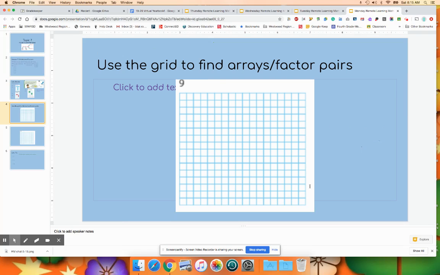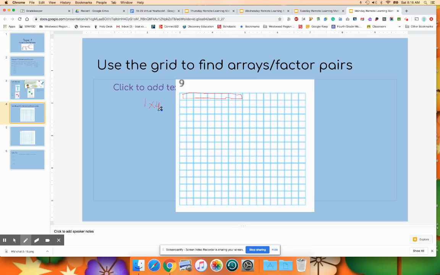So let's try one together. I have my pen. No, I don't. Here I do. We're on red. Awesome. So use the grid to find all the arrays and factor pairs of 9. So I know 1 is a factor of every number. So I'm going to do 1 times 9. I'm just going to draw a line because we'll be here all day. So 1, 2, 3, 4, 5, 6, 7, 8, 9. Square it up a little bit. So that's 1 times 9, 1 row of 9.